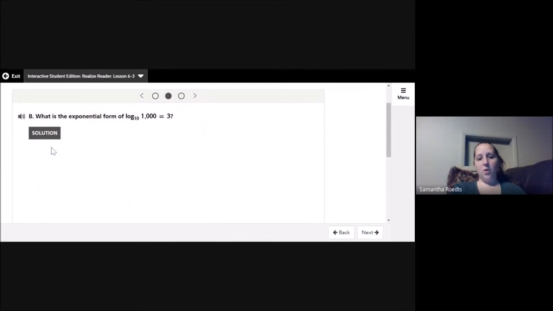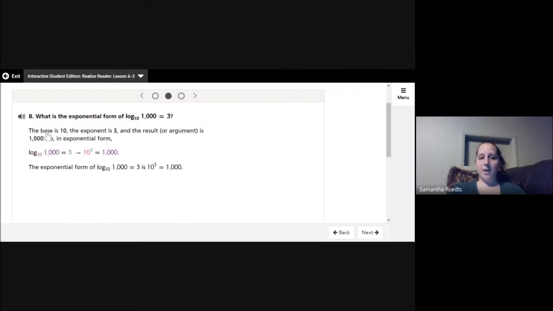What is the exponential form of log base 10 of 1,000 equals 3? The base is 10, the exponent is 3, and the result or argument is 1,000. So in exponential form, log base 10 of 1,000 equals 3 becomes 10 to the third equals 1,000.